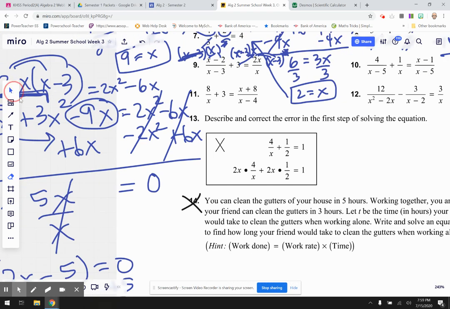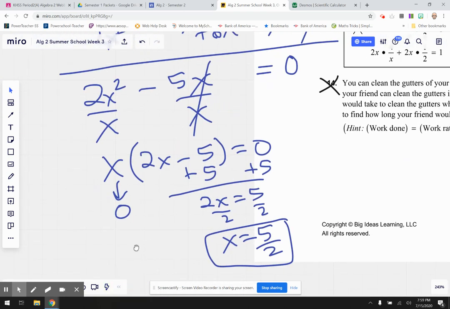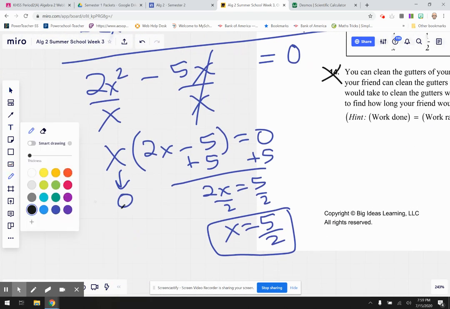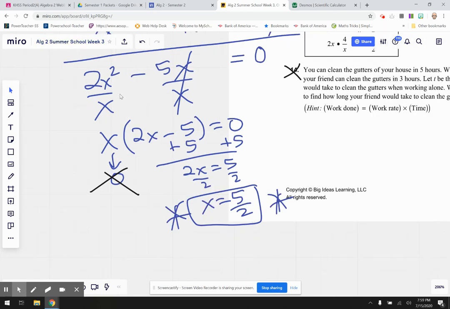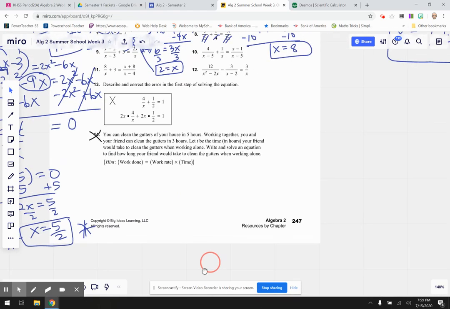So what that means is this 0 that we got for one of our answers does not work. You got to get rid of that one. It's not a solution. The only answer that's correct is the 5 halves. So this is the one that worked. The other one didn't work because you're not allowed to have any zeros on the bottom of fractions. No zeros allowed at all.